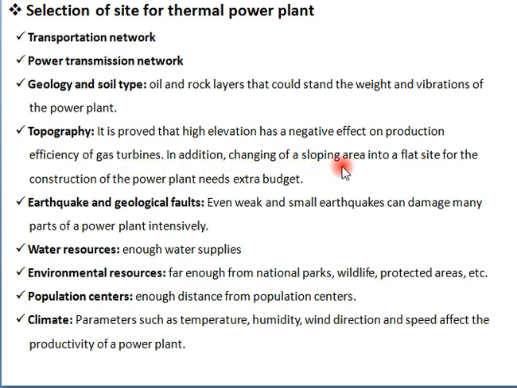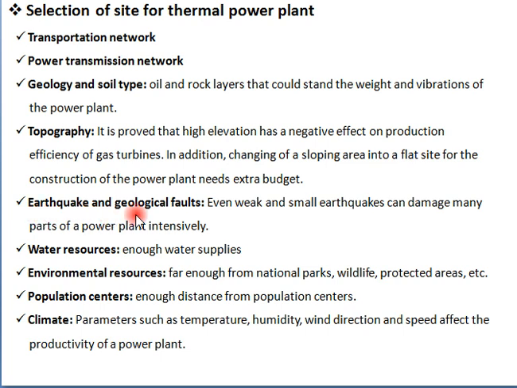In addition, changing sloping areas into flat sites for the construction of power plants needs extra budget. If you locate it in a hill area or a very high area, then to transport something you must make roads, and these roads must be built by making the sloping area very flat. So extra budget is needed to construct roads in a high area. So this is the topographical benefit that must be there. The area should be very flat, at sea level, so we can easily get the air and all requirements.